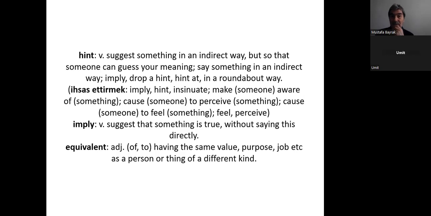Imply, yes, same, they are same. Drop a hint in a roundabout way. Yeah, in a roundabout way, showing you're here, not from here, but like this. Hint means this, yeah. Imply, they are also same. Imply again, suggest that something is true without saying this directly, saying something indirectly. Equivalent means having the same value, purpose, job, etc., as a person or thing of a different kind.